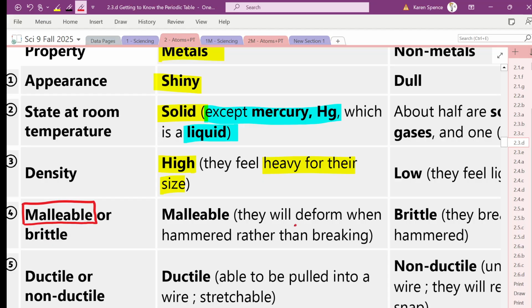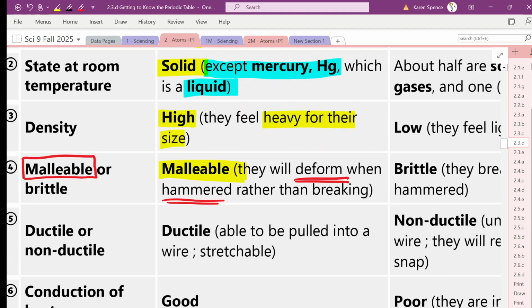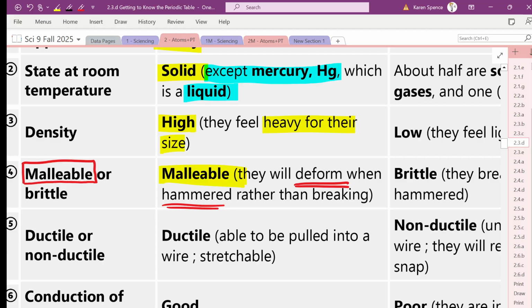Anyway, so they're going to deform or dent when they are hammered rather than breaking. So those are our metals. There is another one, and we'll talk about brittle in a minute, but right now we're talking about metals. Metals are malleable. There's another one called ductile.